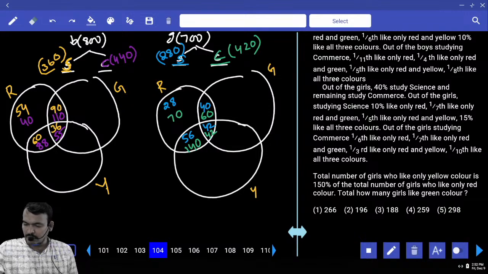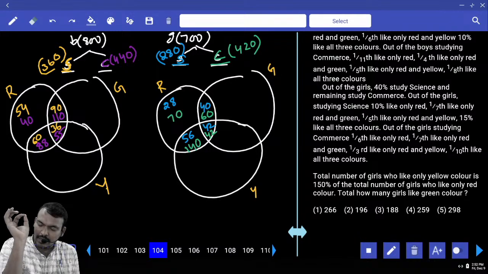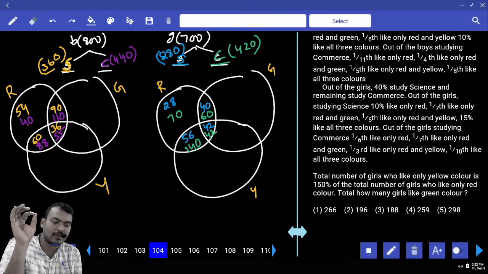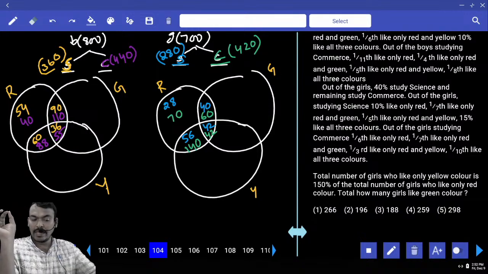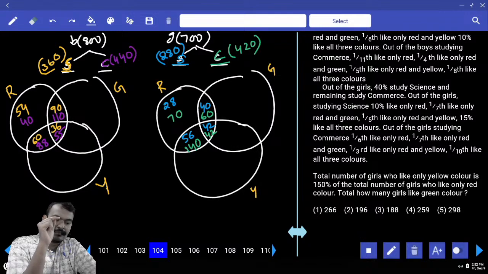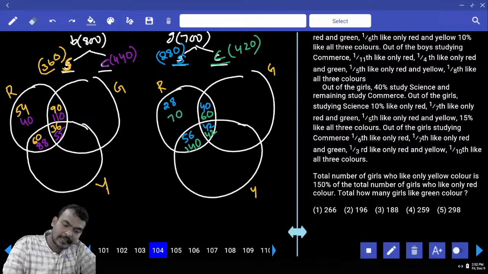150% of the total number of girls who like only red color. The girls who like only yellow color is 150% of the total number of girls who like only red color. Who like only red color? Girls means science stream, commerce stream or not?